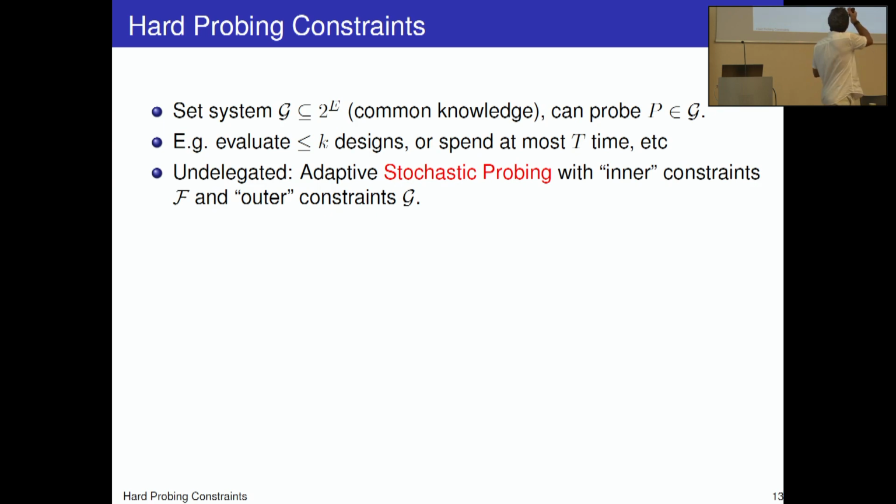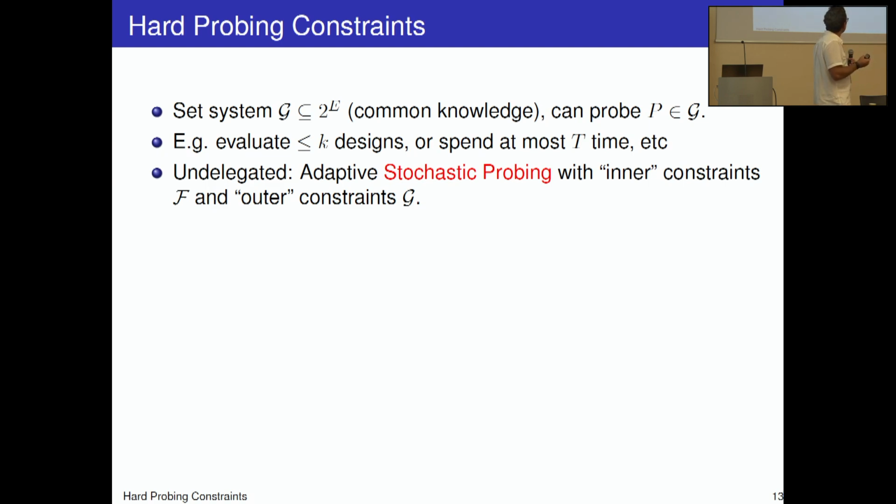So for example, in our transit network example, maybe you can explore at most K designs. That would be a uniform matroid constraint. Or maybe you have at most a certain amount of time to explore the possible designs, and each design takes a different time, so you have a knapsack constraint, and so on and so forth. Now, if you think of the undelegated problem here, this fits into the literature on what's known as stochastic probing, or stochastic multi-value probing, which has been studied, and we know a lot of things about it.